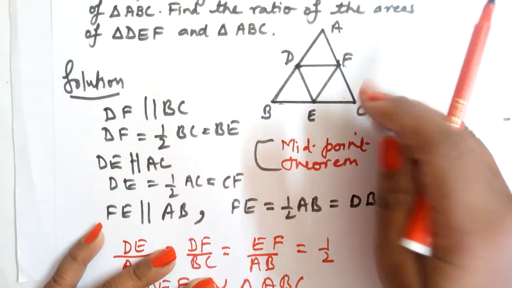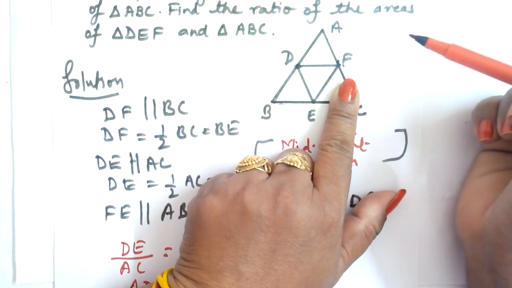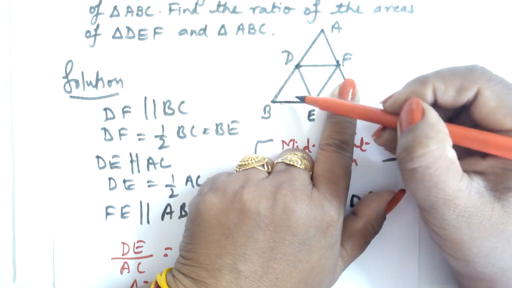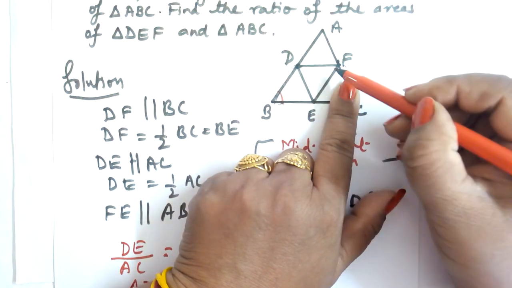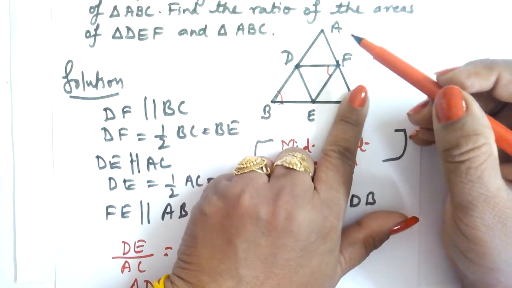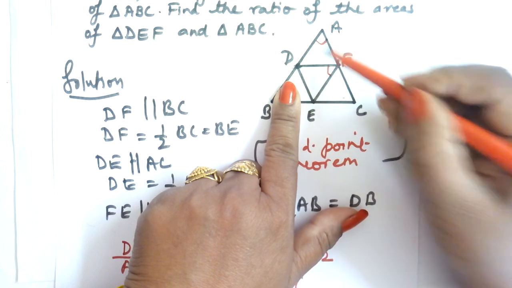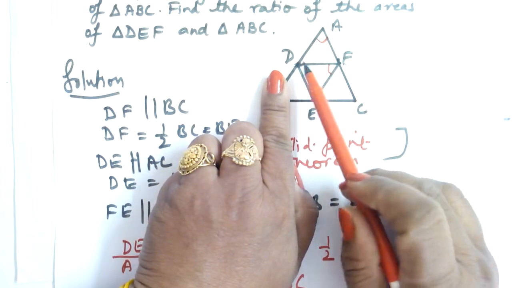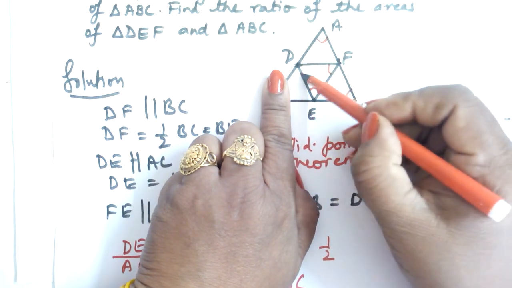Now if we see, DFEB is a parallelogram, and if it is a parallelogram, it means the opposite angles are equal to each other. It means angle B will equal angle F. And if we see the parallelogram ADEF, opposite angle A will equal angle E, and in the parallelogram FDEC, this angle C will equal this.